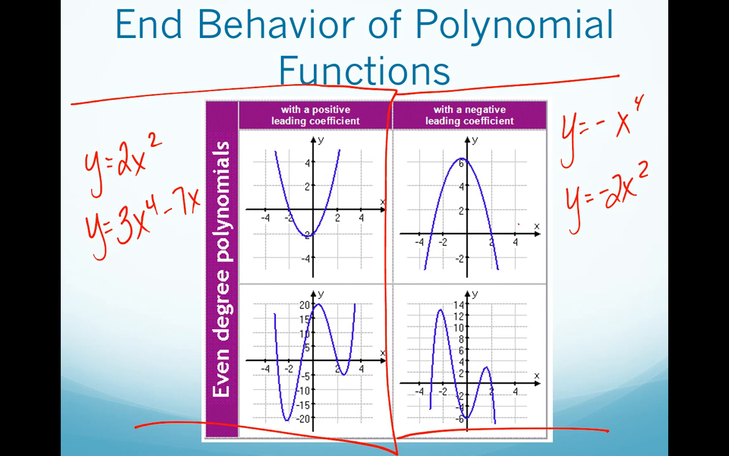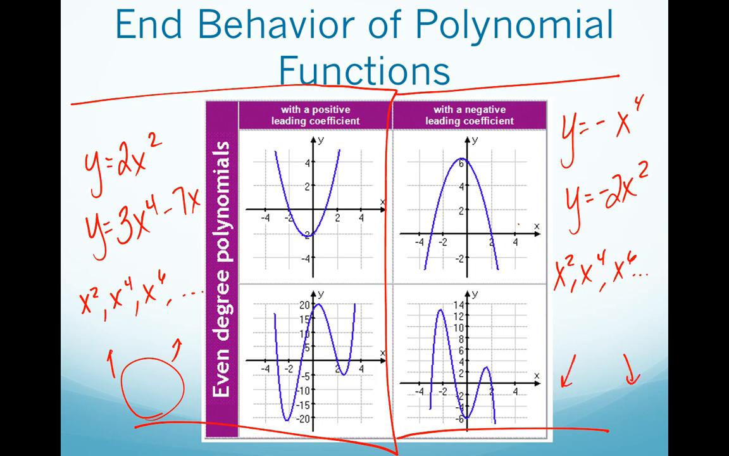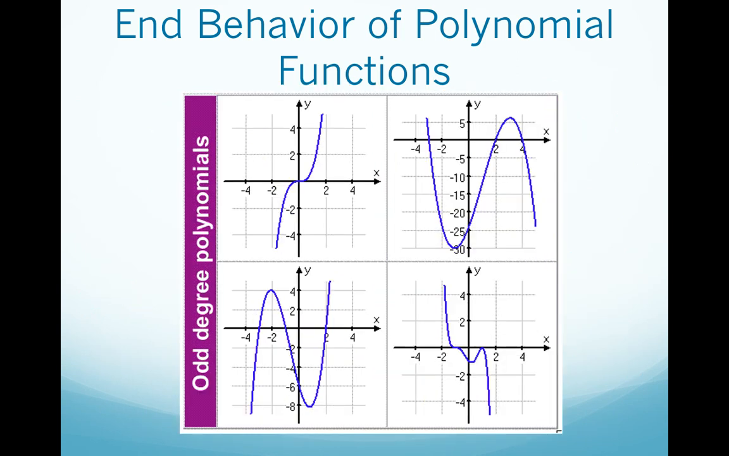Even degree polynomials always have the same end behavior. So if you have an x squared, x to the fourth, x to the sixth, and so on, they're all going to open up if that leading coefficient's positive. It's just a question about what's going on in the middle of the graph. If your leading coefficient is negative and it's an x squared, x to the fourth, x to the sixth, and so on, both ends are going to point down. It's again just a matter of what's going on in the middle.